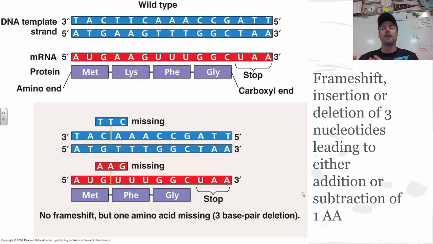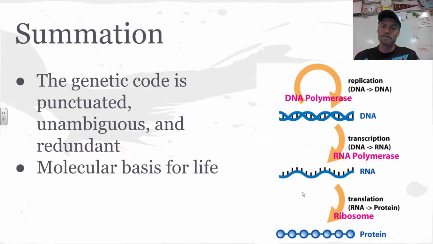Now, we can have a frame shift mutation where we insert or delete 3 nucleotides. And this is going to be generally much less of a problem than the other frame shift mutations, for the reason that we're going to add or delete an entire codon. Therefore, we're only going to be affecting one amino acid. So not as big of a problem.